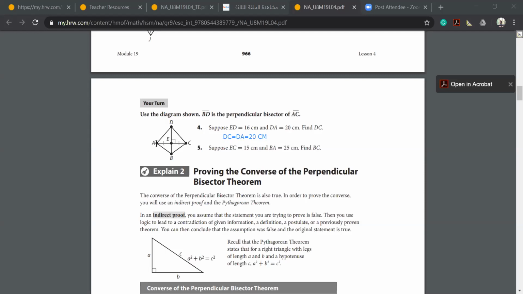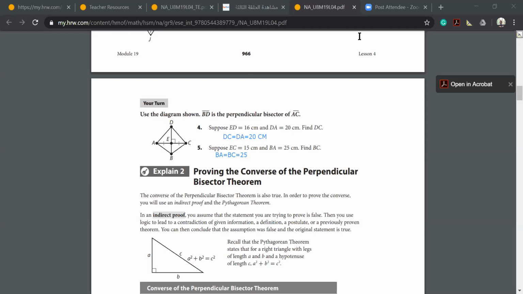BA is 25. Using the perpendicular bisector theorem, BA should be equal to BC, because this is what we said in the perpendicular theorem, that this point should be equidistant from the two endpoints. And the two endpoints, one is A and the other is C. So BA should be equal to BC. So again, this is what we are going to be writing in here. BA is equal to BC equal to 25 centimeter. Very easy, right? This is the lesson. Very, very easy lesson. Okay.